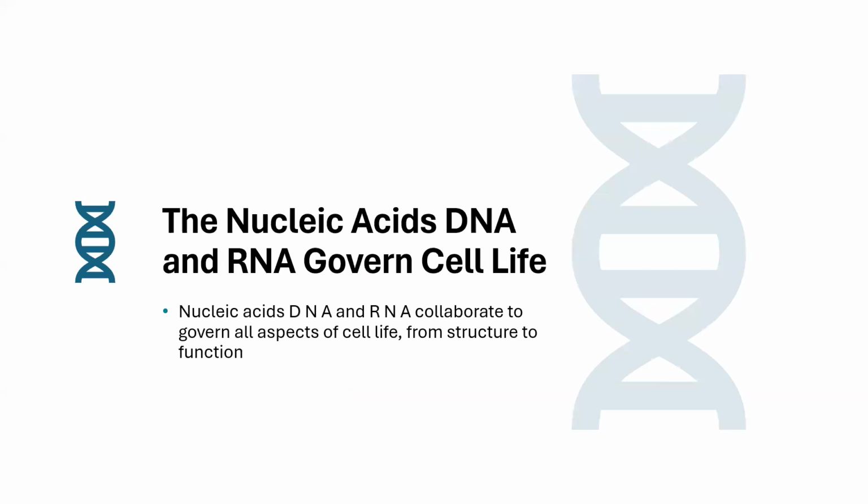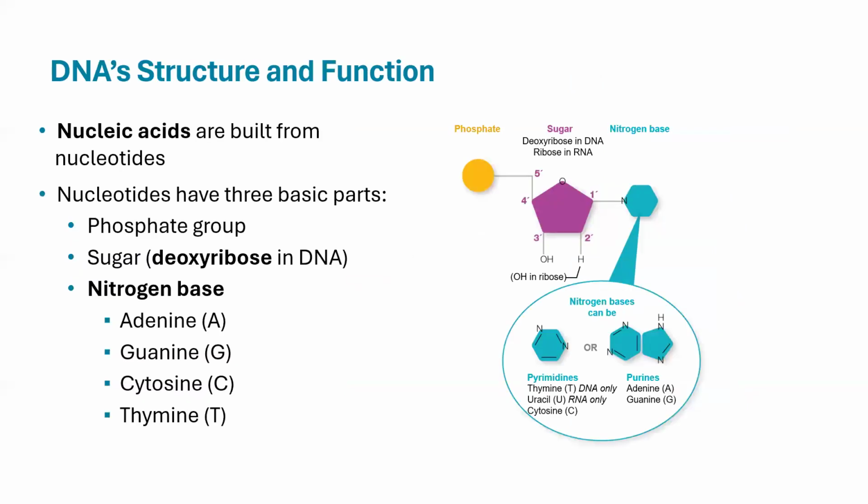So, when we start out, nucleic acids are pretty much what govern all of cell life. It is going to determine your cell structure and all of its functional capabilities. Now, we've talked about this a little bit, but nucleic acids are made of three parts. We have a phosphate, a sugar, and a nitrogenous base.